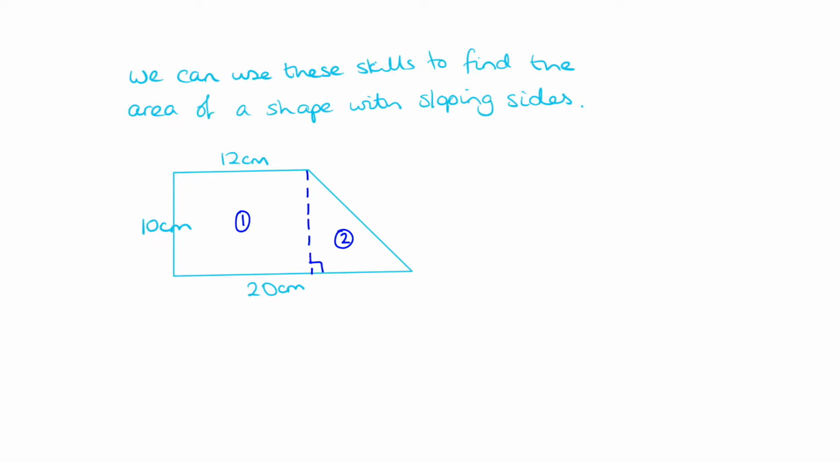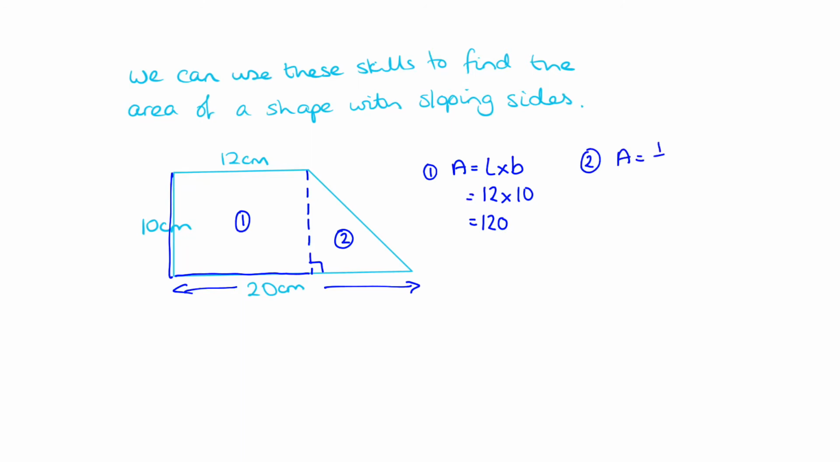So what to do is, so shape 1 is a rectangle, so A equals L times B. Now, the length and breadth of that rectangle, we need to know that length there. Now remember, that's not 20, because the 20 is all the way along. Okay, so the length of the rectangle is 12 and the breadth is 10. So that's 120.